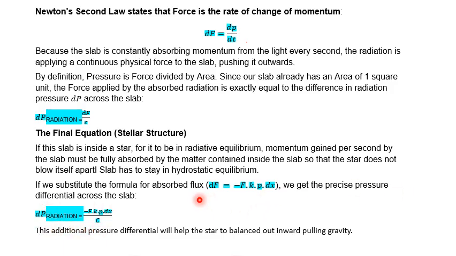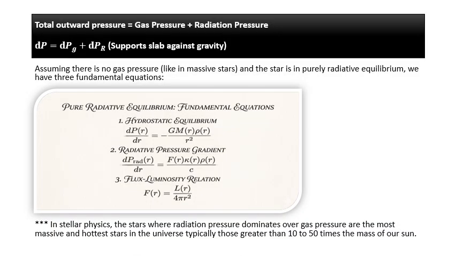So we get the precise differential across the slab, and it is here. The total outward pressure is the combination of the gas pressure and the radiation pressure, as told by Mr. Arthur Eddington. So we write the differential equation, which is the gas pressure plus the radiation pressure, and this equation is what supports the slab against gravity.